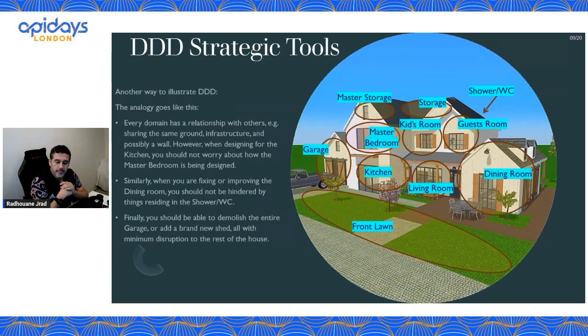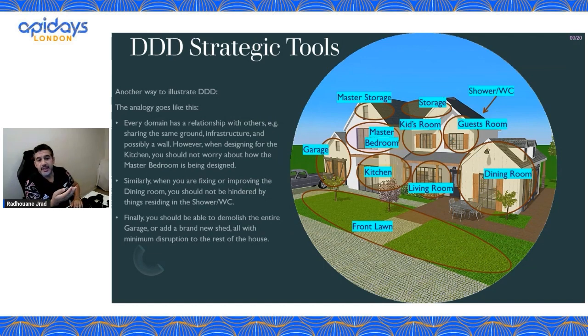Okay, so this is the example of the house. You have a garage, you have a kitchen, and the idea here is if you want to change the door of the garage, you shouldn't be worried about the living room. They are two different domains, so you should be able to basically enhance things. I mean, add more to domains, reduce something from domains, or create new domains, or even destroy domains without real impact on the other.